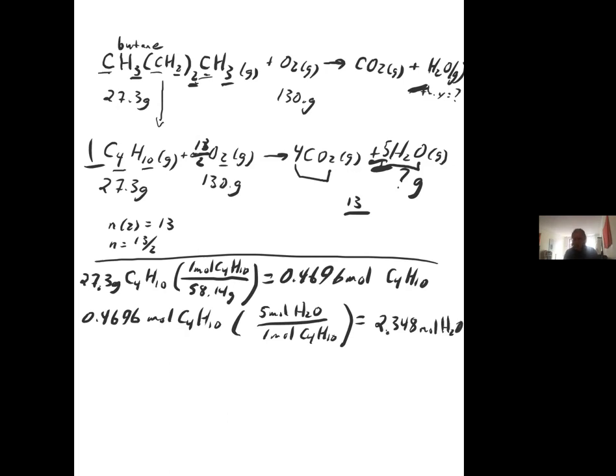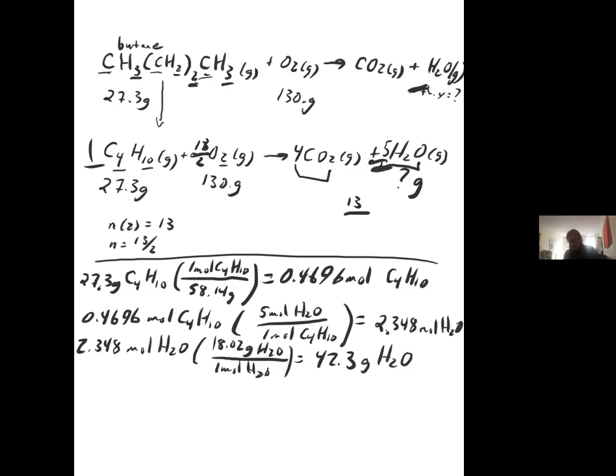Okay, now we convert that to grams. 2.348 moles of water times 18.02. Remember, you multiply by molar mass to get grams, and you divide by molar mass to get moles. So this times 18.02, and you get 42.3. I'm going to round it to 3 sig figs, which is what they ask you.